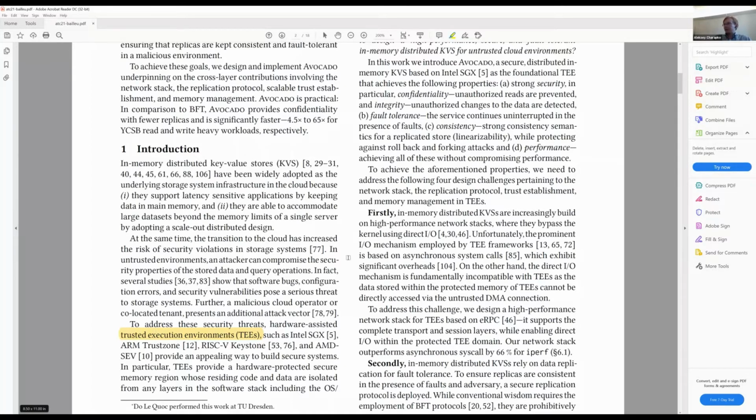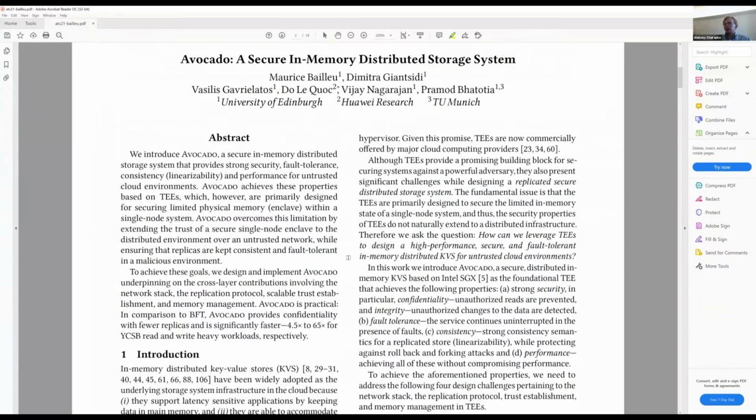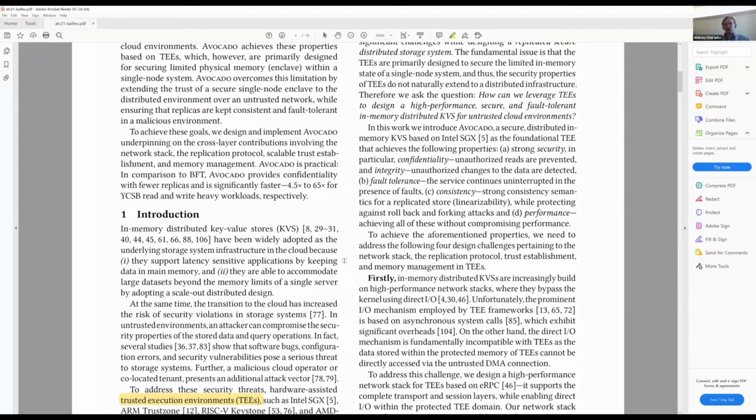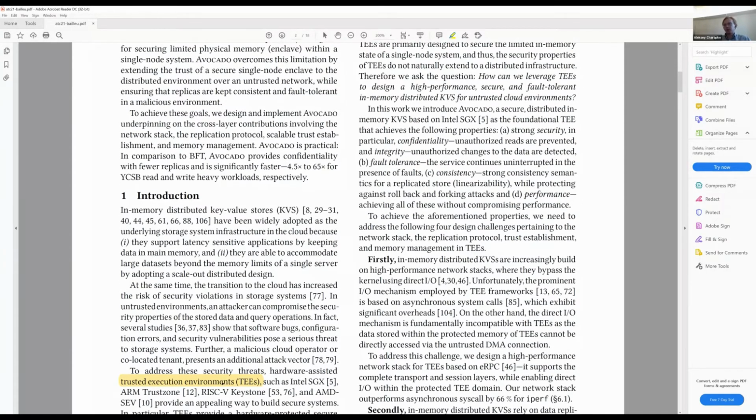And this is what Avocado is doing. It's building a key value store that, instead of running in the regular user space, in the regular shared environment, as they say, runs in the trusted execution environment. And that does have quite a few challenges.